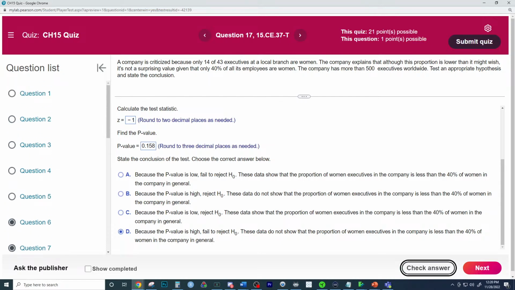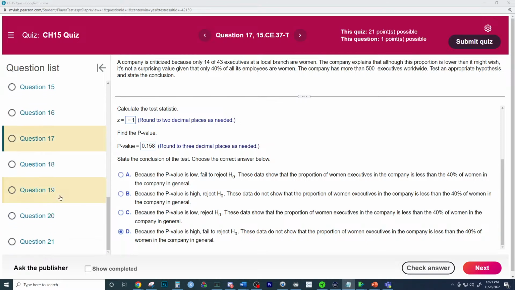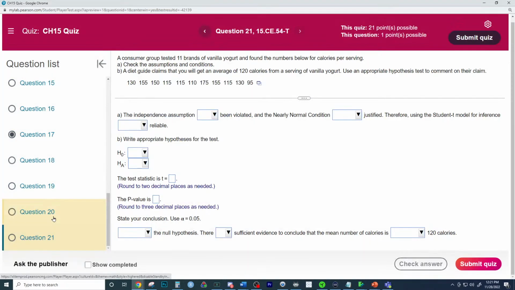There's a lot of questions on this one, so a lot of good stuff. I think Taylor has the next one, a consumer group tested 11 brands of vanilla yogurt. Okay, let's mark that right here. That was a really good question. Stat 201, chapter 15 quiz, a consumer brand tested. Here it is. Okay, so wait, did we do this one earlier? No, this one's got the data. We didn't do one with data.